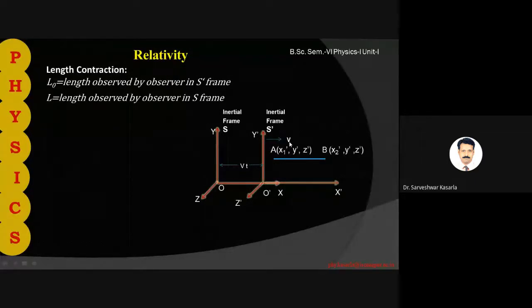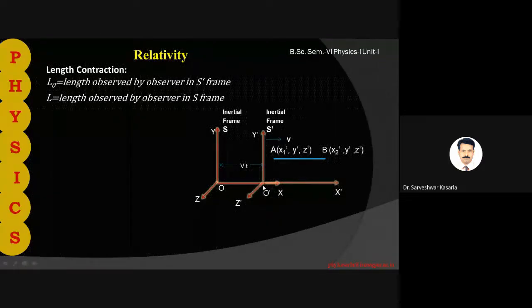v. Now, there is a rod AB. This is the rod AB, this is A, this is B, and the coordinates of A with respect to this origin O dash are x1 dash, y dash, z dash, and the coordinates of this point B are x2 dash, y dash, and z dash.